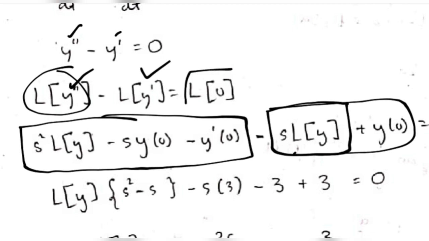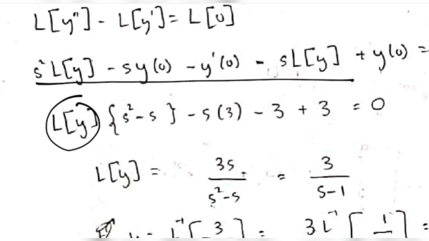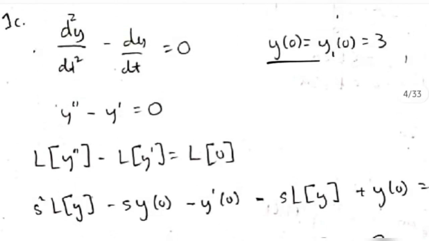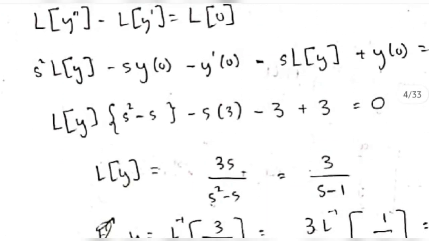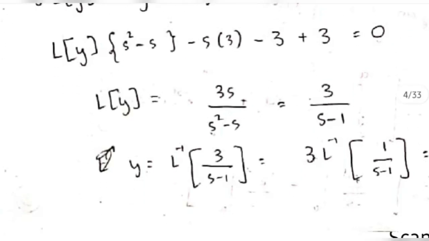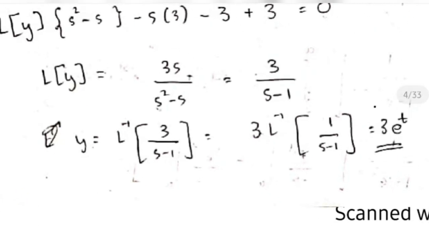The Laplace transform of 0 is 0, and then when we take L of y as common from this term, we will be remaining with this. Substituting the given conditions, these two conditions that were given to us, we will get this, and shifting it here and taking this in the denominator, we will be remaining with 3 into s minus 1. Now the task is very simple, we just have to take the inverse Laplace transform of 3 by s minus 1. That's nothing but 3 e power t. That's your final answer.